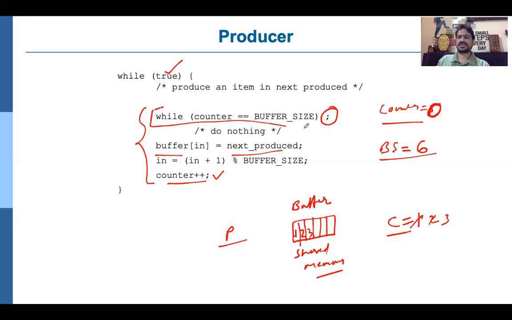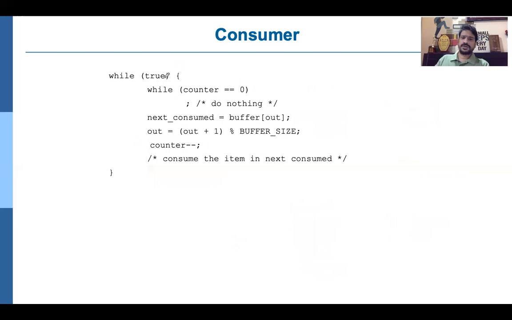So you can see here, this is my infinite loop, and all the time it will check for this particular condition. If this condition is true, it will keep going around the loop and it will not write anything. Now let's try to understand the concept of the consumer. The consumer is also running that particular code an infinite number of times. Here it says: while counter is equal to 0, go into the infinite loop.